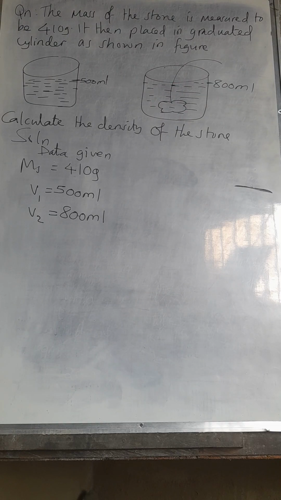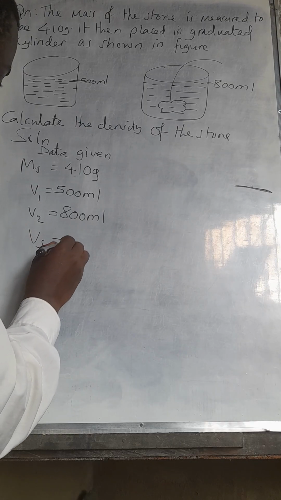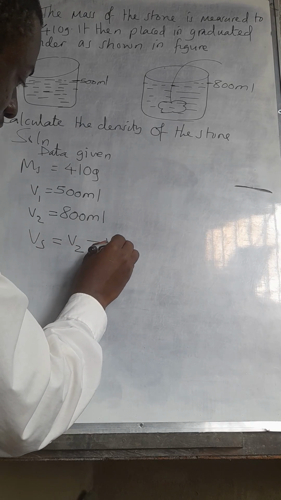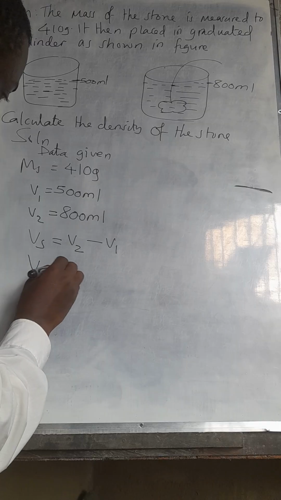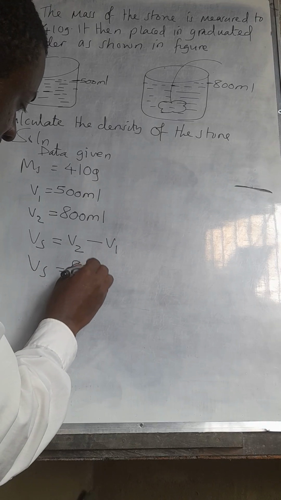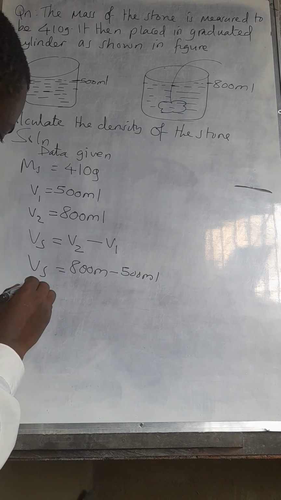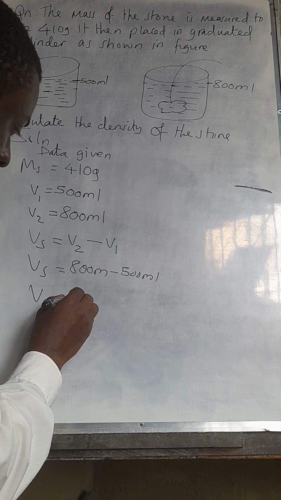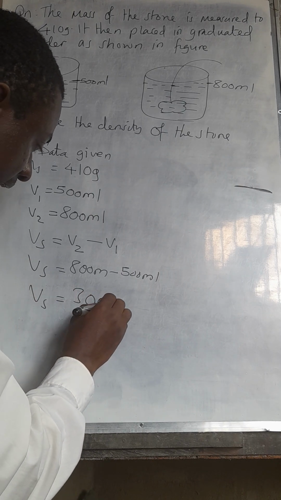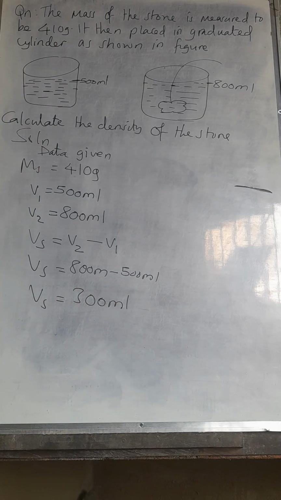So in order to get the volume of the stone, we need to take V2 minus V1. So the volume of the stone is almost 800 mL minus 500 mL. So finally, we can get the volume of the stone is almost 300 mL or milliliter. So it's very important to be familiar with these materials.